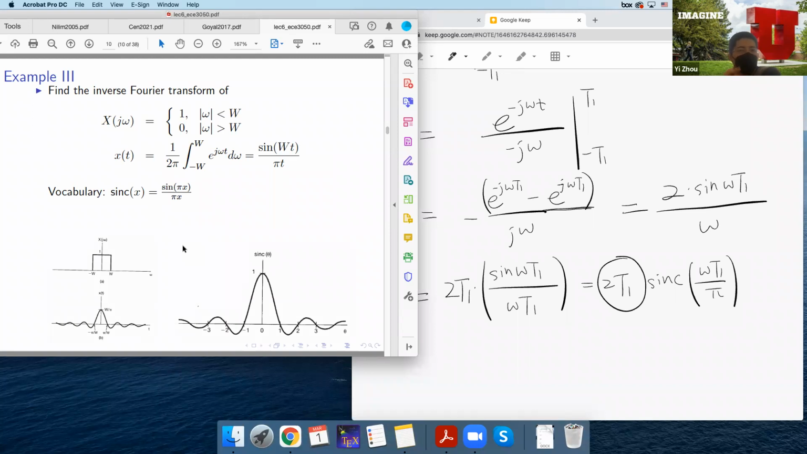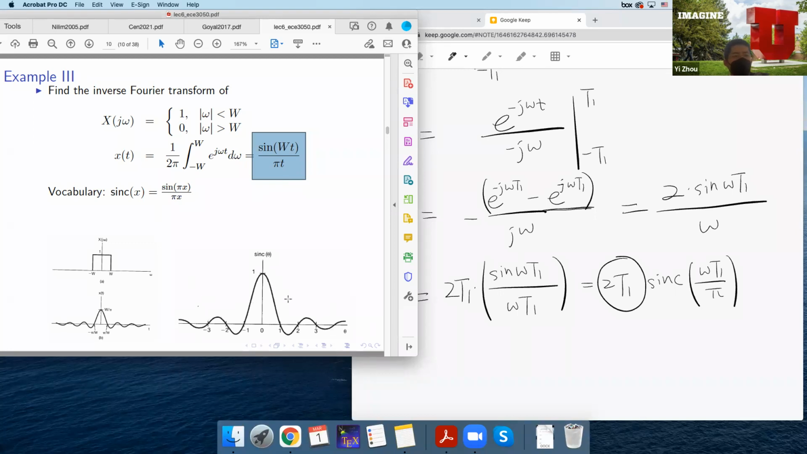Example 3 is another pair of sinc and rectangle functions. But now we are given a signal whose spectrum is a pulse function. The spectrum is a rectangle in the spectrum domain. Given this spectrum, we can use the inverse Fourier transform to find the original signal, x(t). Following the inverse Fourier transform formula, you do this calculation, and you end up with this signal, which is a sinc type signal. If you visualize it, it looks like this, the sinc signal.